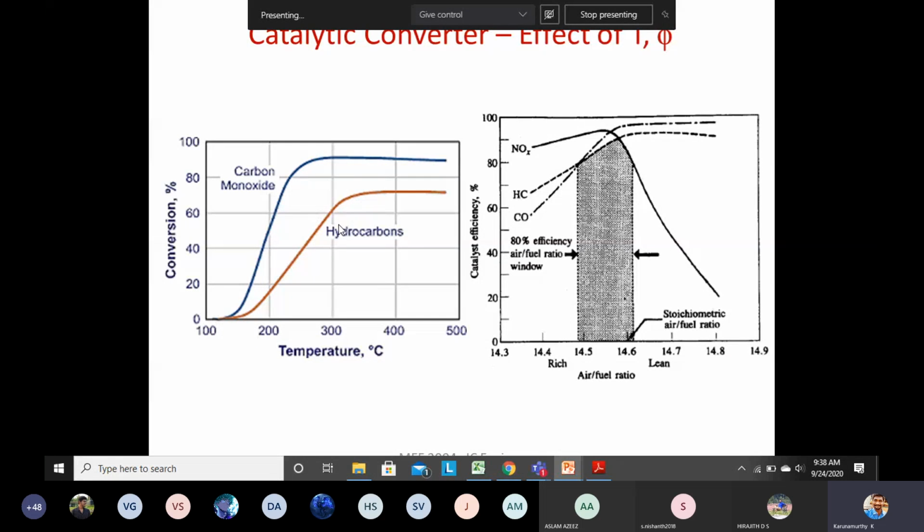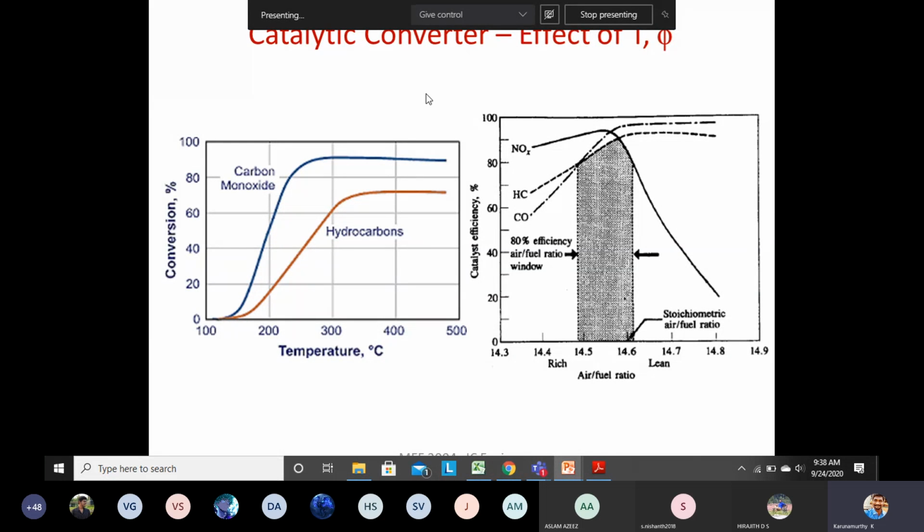Okay, so it depends upon the temperature. This is what we call the light-off temperature. Now coming to carbon monoxide, the harmful emission: as the temperature of the catalytic converter increases, the conversion efficiency for carbon monoxide is also going to increase, and it reaches a peak, and after that it is going to be almost constant, right? So an efficiency of, let us say, around 95% is possible beyond a temperature of 300 degrees C. Okay, so it depends upon temperature.